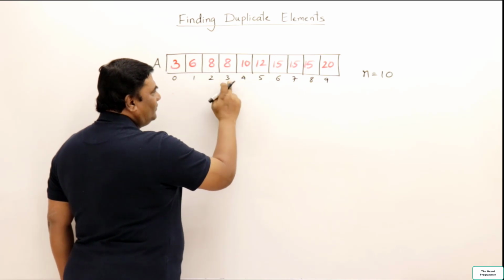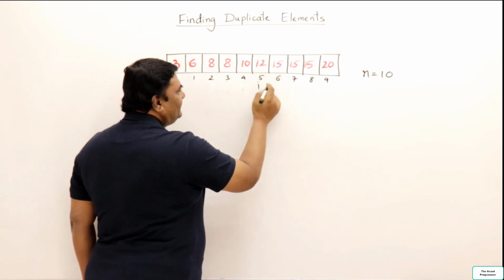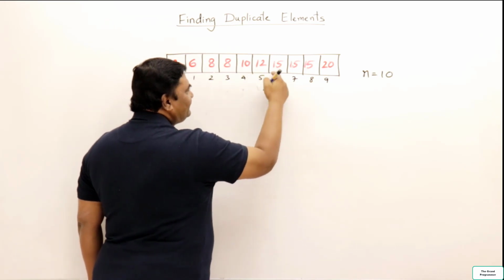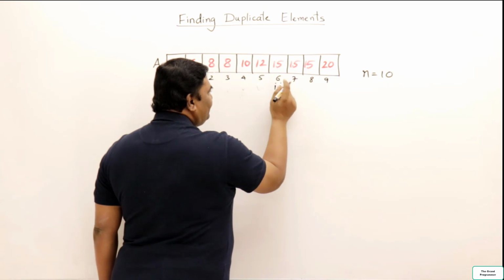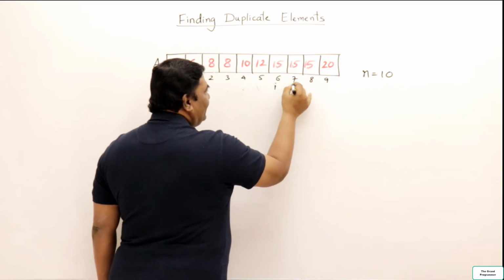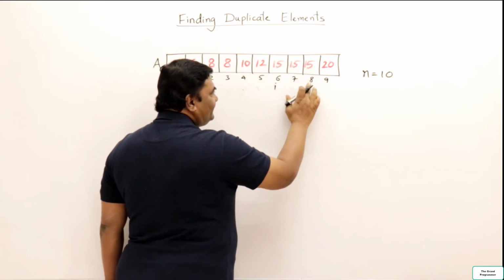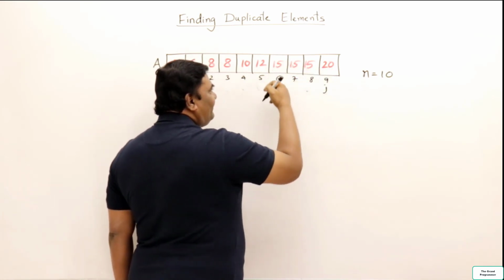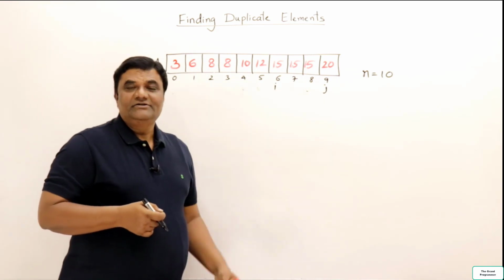Is it same? No, not same. Next, is it same? No, not same. Is it same? No, not same. Is it same? Yes. So when it is same, again you can start j from here and go on incrementing j. Is it same as a of i? Yes, it is same. So j plus plus. Is it same as a of i? No. So from i to j we have the duplicate element.